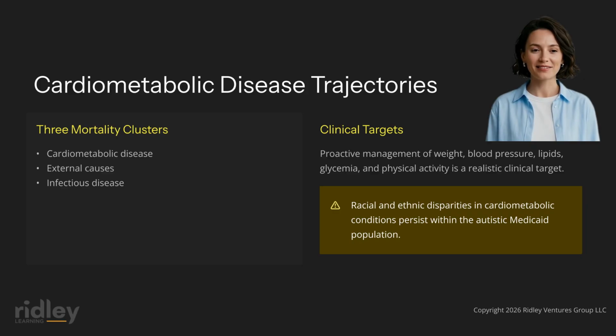Racial and ethnic disparities in cardiovascular metabolic conditions persist within the autistic Medicaid population as well, serving as a reminder that equity gaps compound clinical risk. These findings set the stage for the mortality data we'll discuss later in this module. But first, let's turn to the mental health picture.